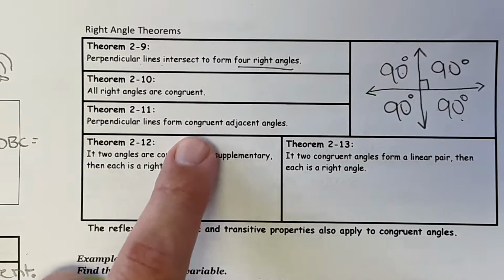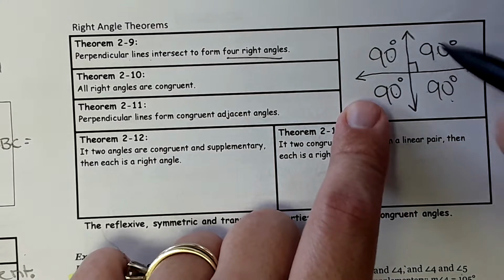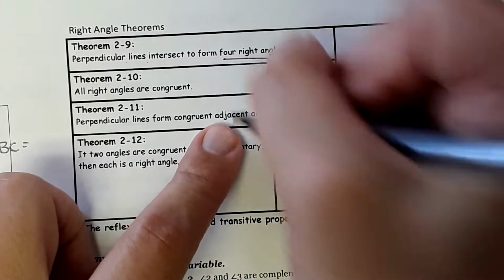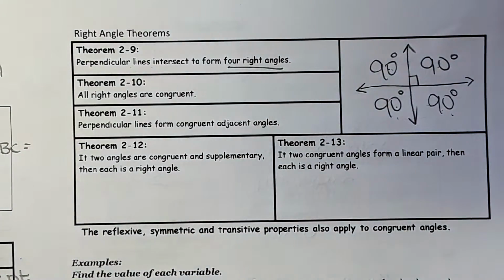Perpendicular lines form congruent adjacent angles. So here we have perpendicular lines. All these angles are congruent. Adjacent means right next to, and yes, they are all sharing a side. They're right next to each other.